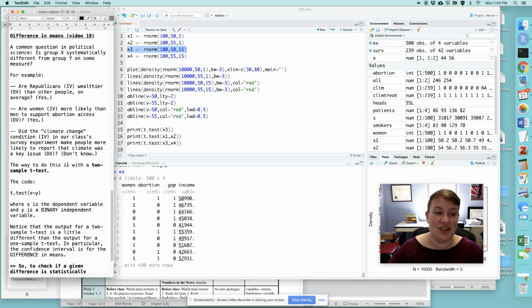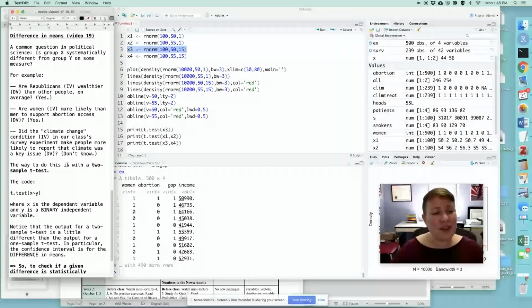Did the climate change condition in our class's survey experiment make people more likely to report that climate was a key issue? And we don't know, but I'm hoping to analyze that this week. So the way to look at these differences, that is to say differences between groups, is with a two-sample t-test. And you can see in the notes that I have marked out which things I think are independent variables and which things I think are dependent variables.